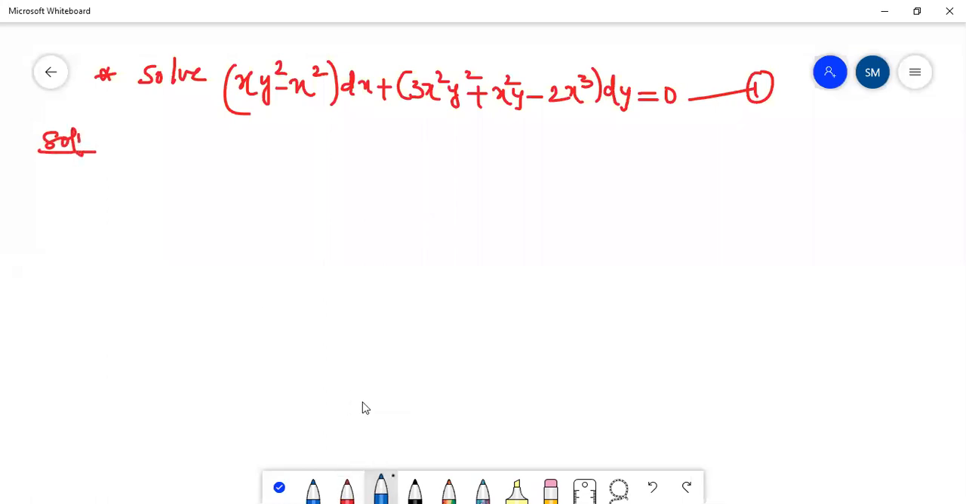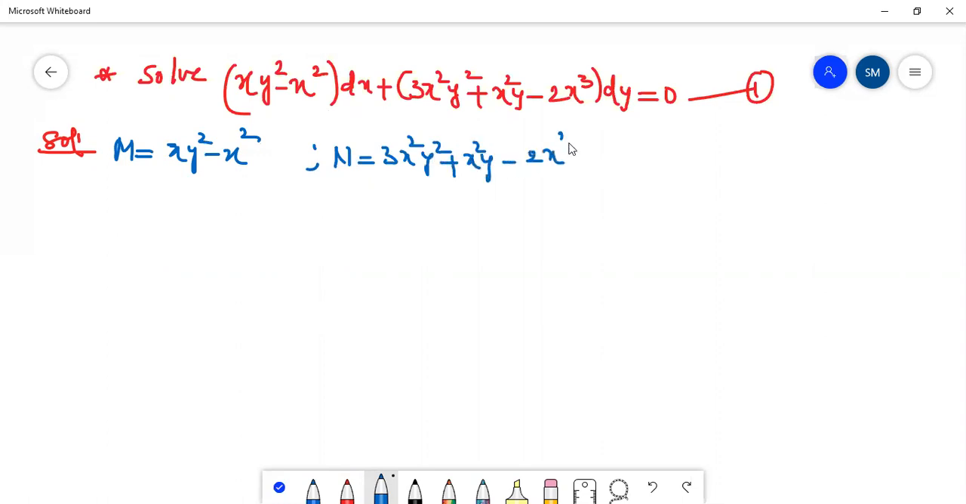Here, we just observe which method is suitable for this problem. The given equation is compared with M dx plus N dy equal to 0. Here M equals xy square minus x square, and N is equal to 3x square y square plus x square y minus 2x cube.